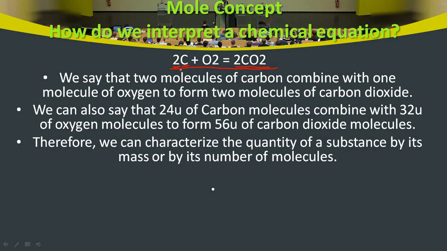तो atomic mass unit के term में हम कैसे इसको define करेंगे? 24 unit of atomic mass of, sorry, molecular mass of this carbon molecule combined with the 32 unit of oxygen molecule to give rise to 56 unit of carbon dioxide. So this is the way to interpret a chemical equation. So you remember this in terms of mole, in terms of atomic mass or molecular mass.